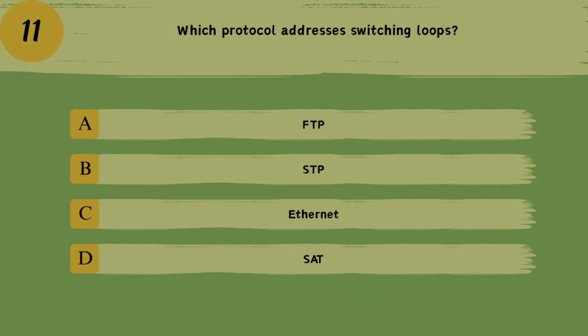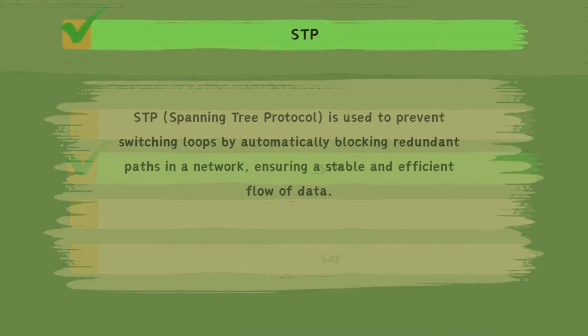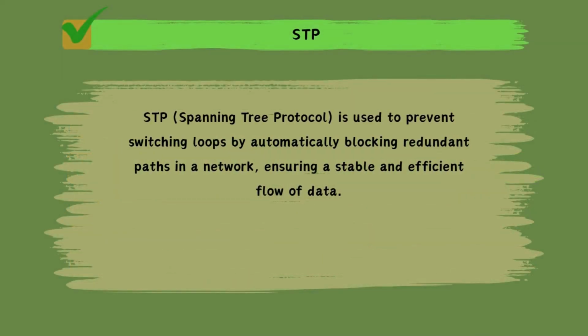Question 11. Which protocol addresses switching loops? A. FTP. B. STP. C. Ethernet. D. SAT. Correct answer? B. STP. STP, Spanning Tree Protocol, is used to prevent switching loops by automatically blocking redundant paths in a network, ensuring a stable and efficient flow of data.